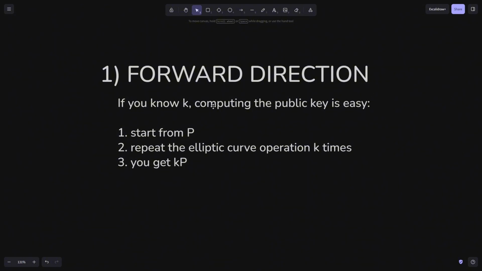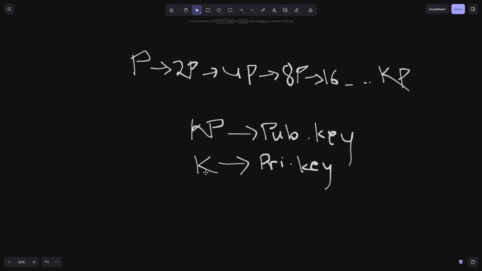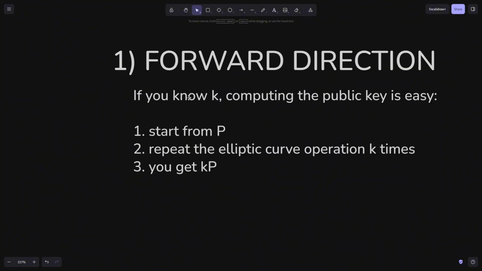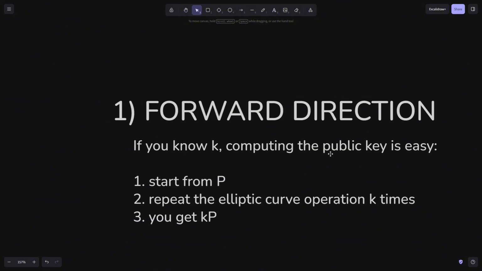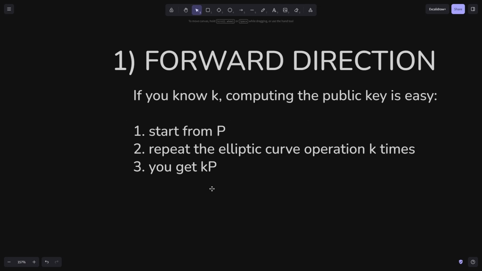Now let's align this concept with the real world scenario. So here it is written that if you know K, computing the public key is easy. That means if you know the private key, that is K, we just knew here, right? At this point, K is the private key. So if we know the private key, computing the public key is easy. So if we know K, computing KP is easy. So you start from point P as we did earlier, and then repeat that operation. That means repeat the elliptic curve operation K times. We have also already seen about this.